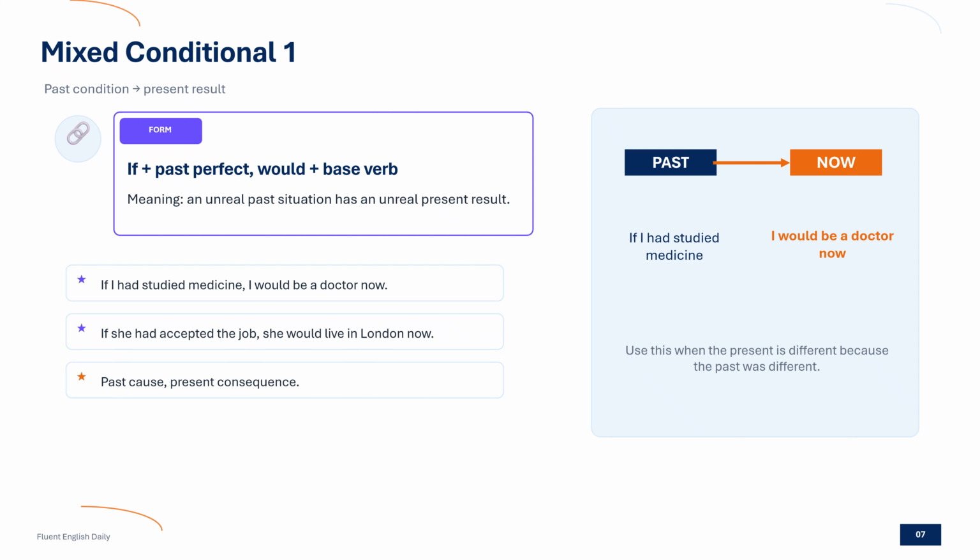She did not accept the job in the past, and as a result, she does not live in London today. This form is useful when a past decision, action, or event explains why the present situation is different. Think of it as past cause, present consequence.